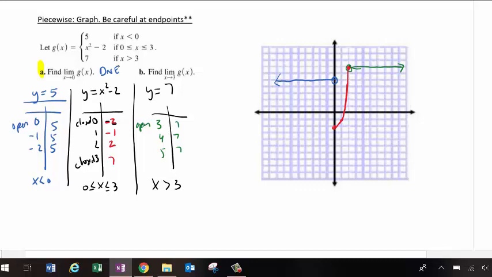For B, B has you looking at x equals 3, and as we approach x equals 3 on the red, and we approach x equals 3 on the green, we are approaching the same value, so it's equal to 7.